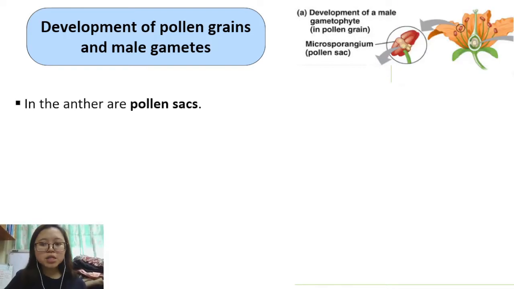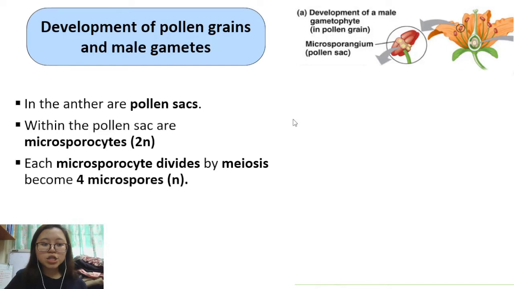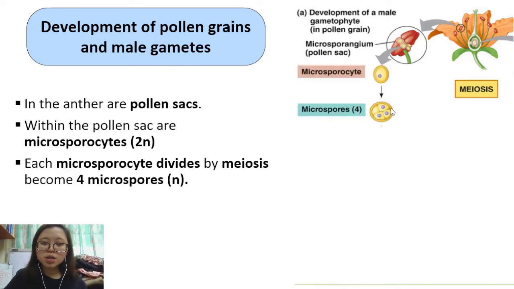So the development of the pollen grain and the male gametes begin in the anther. In the anther are the pollen sacs. And within the pollen sac are microsporocytes, which are diploid. And each microsporocyte will divide by meiosis to become 4 microspores. So here by meiosis, your microsporocyte will divide and become microspores.